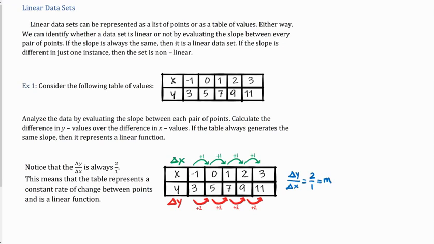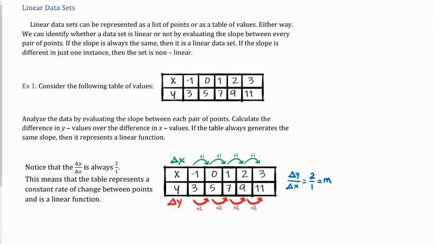Linear data sets can be represented as lists of points or as a table of values. Either way, we can identify whether a data set is linear or not by evaluating the slope between every pair of points. If the slope is always the same, then it is a linear data set. If the slope is different in just one instance, then the set is nonlinear.